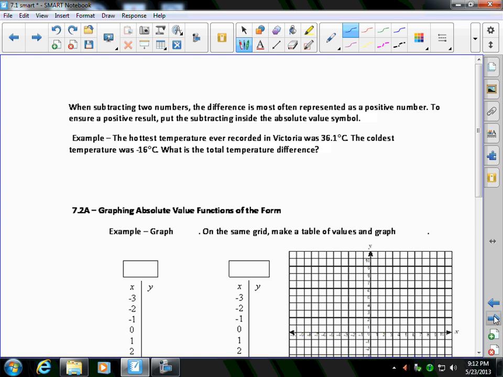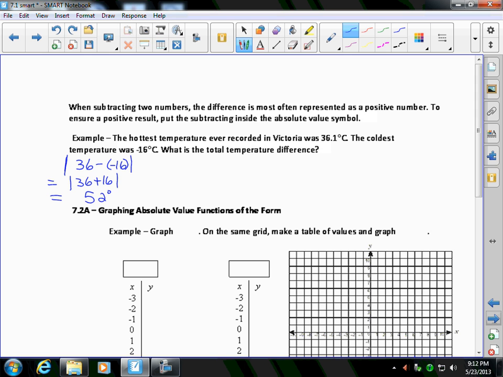So one way would be, remember it said to ensure we have a positive result, then we're going to put the subtracting inside the absolute value sign. So I had absolute value of 36, and then we're finding out the difference in temperature, so that'd be minus that negative 16. So this is absolute value of 36 plus 16. So that gives me a value of 52 degrees. So it's a 52-degree difference between 36 degrees and minus 16 degrees.